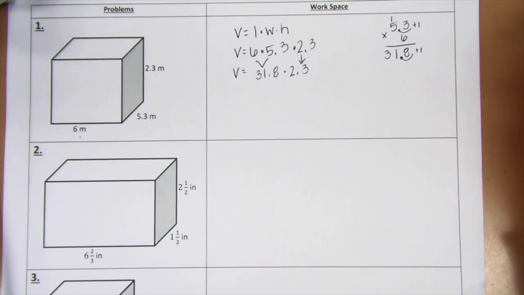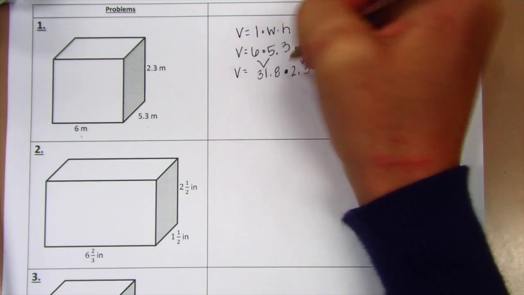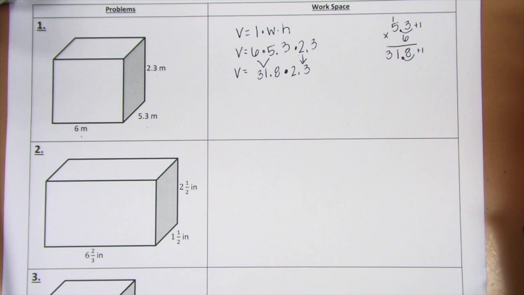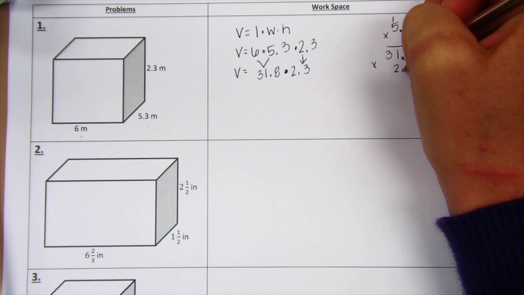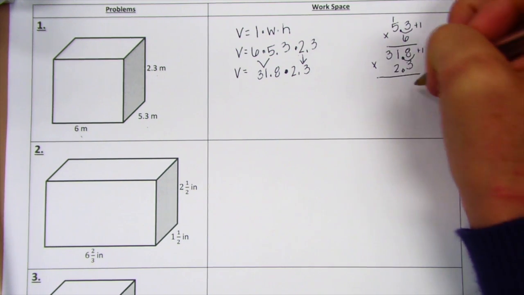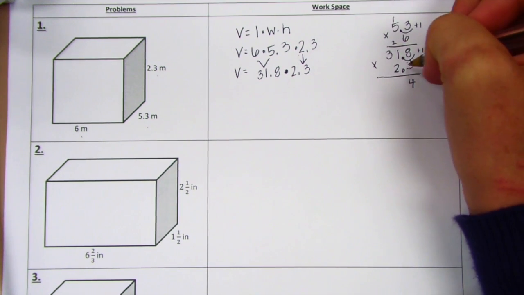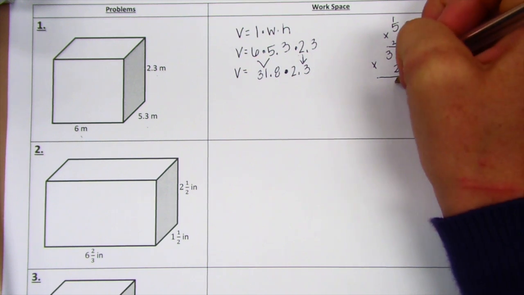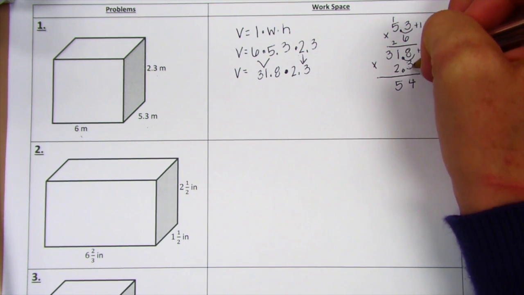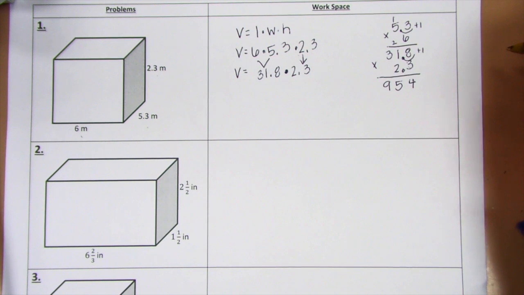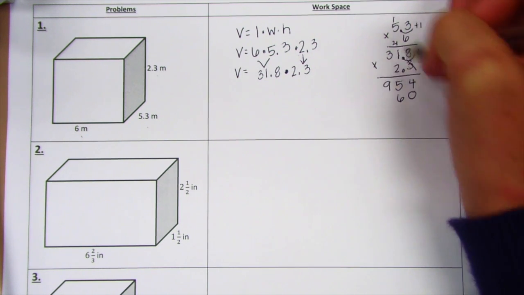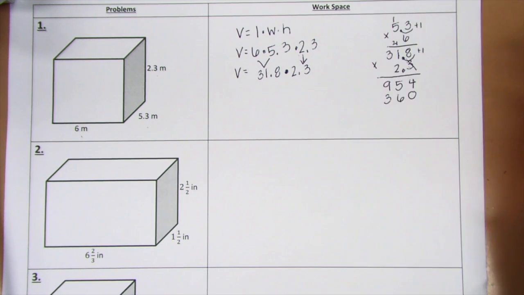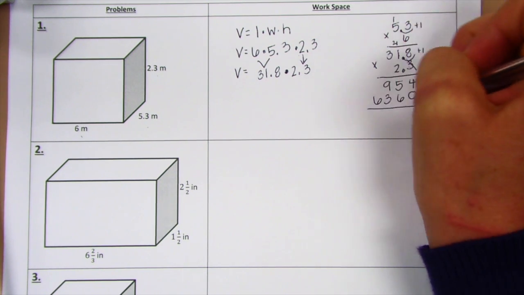And then I'm going to take that and multiply that by my last number, which is 2 and 3/10, not 2.3. And I'm just going to put that right below 31 and 8/10, and I'm going to multiply out. 3 times 8, 24. 3 times 1 is 3, plus 2 is 5. 3 times 3 is going to be 9. And then I'm going to add a 0 in the placeholder of that 3 before I start multiplying out. 2 times 8 is 16. 2 times 1 is 2, plus 1 is 3. And 2 times 3 is 6.